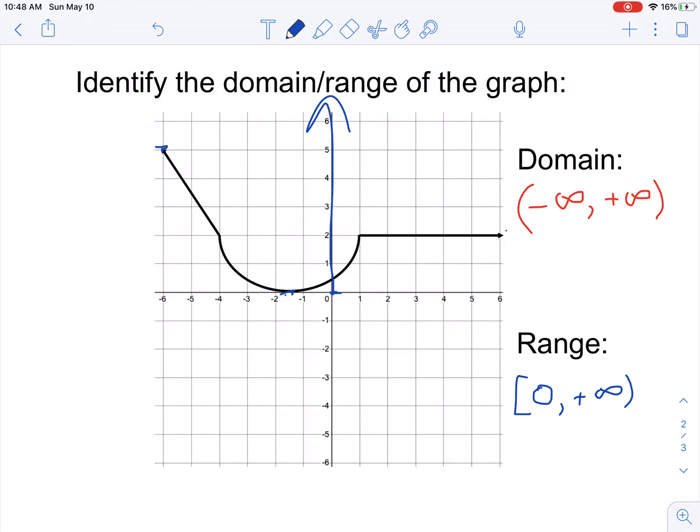And this is a very short review on how to do domain and range. Hopefully you guys remember how to do this. If you don't, again, join me for Zoom.